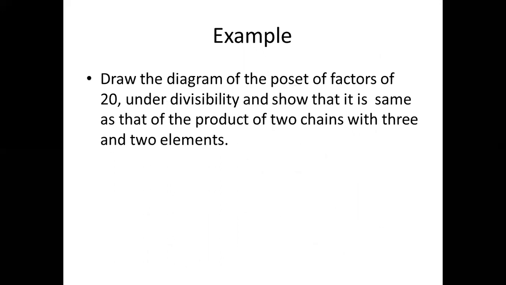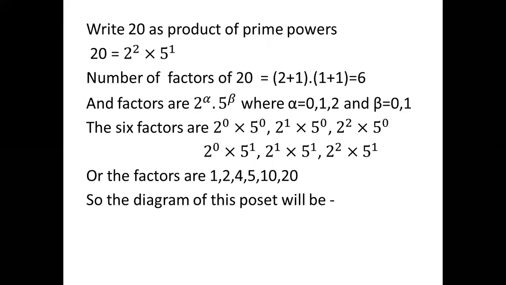Let us see this example. You have to draw the diagram of the partially ordered set of divisors of 20 under divisibility, and then show that it is the same as that of the product of two chains with 3 elements and 2 elements. So we can write 20 as a product of prime powers, that is 2 to the power 2 into 5 to the power 1. The number of factors of 20 will be (2 plus 1) into (1 plus 1), that is 6.